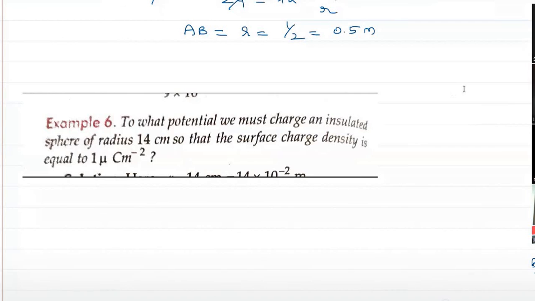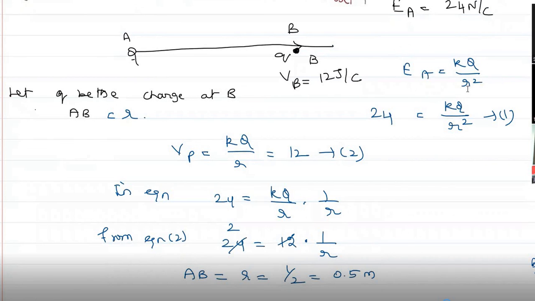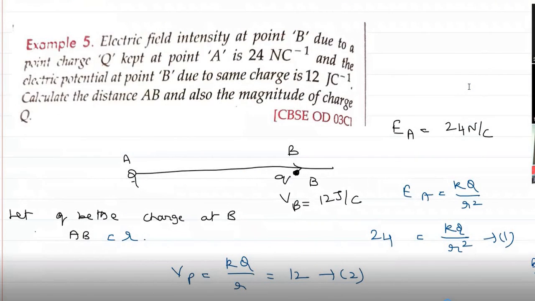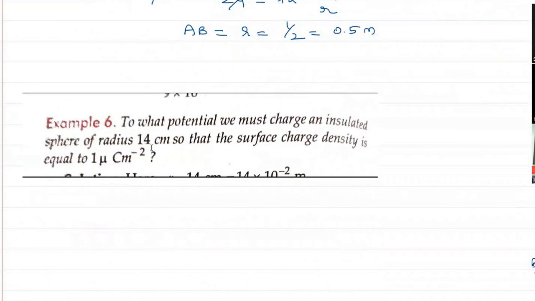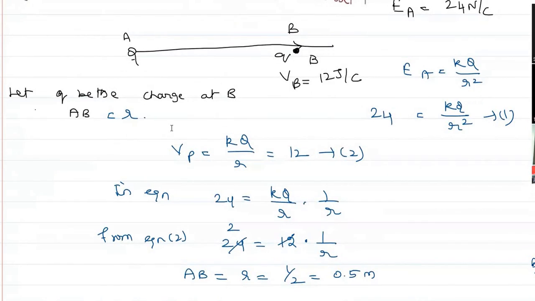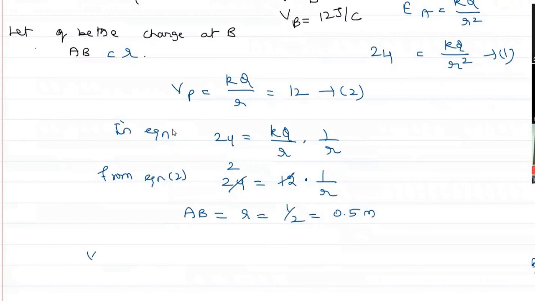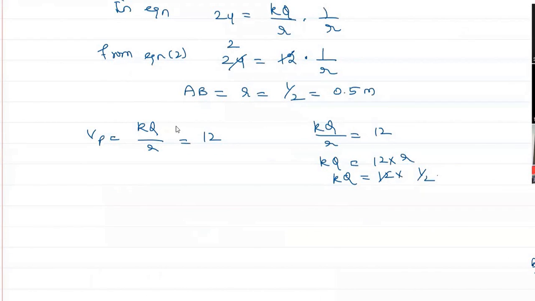Now, for the previous example, we also have to find the magnitude of Q. Okay, distance and the magnitude. Very good, I forgot that. Now we know the R value. Substitute it in any one of the equations. So Vp equal to KQ by R, that is equal to 12. So KQ by R is 12, and R equal to 0.5, that is 1 by 2. Substitute that value. It will become 6.